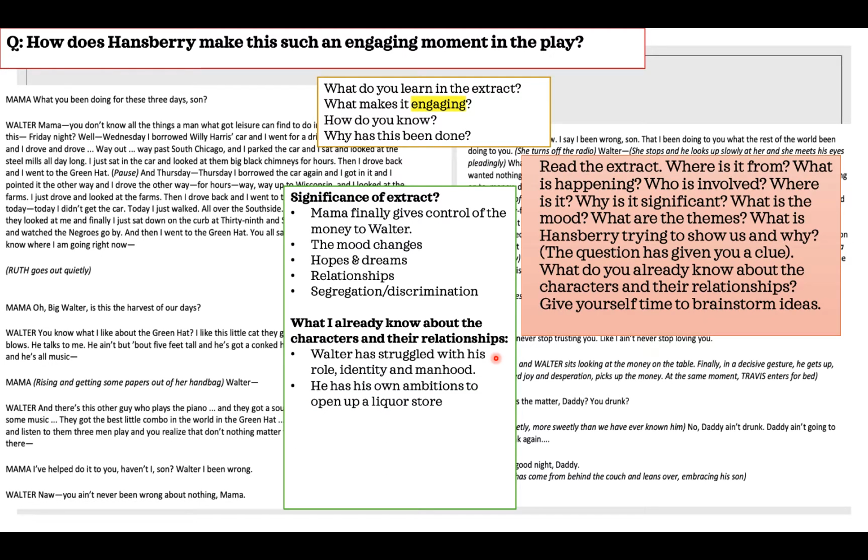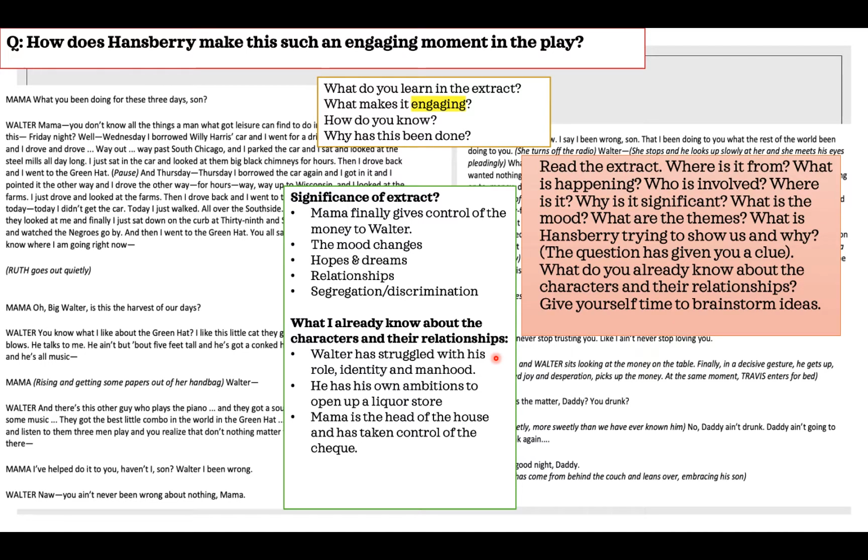He's got his own ambitions to open up a liquor store. He's very passionate about this. However, nobody really shares this dream with him. Nobody's really given him the confidence to go out and start up this venture. And up until this point, he hasn't been allowed to take control of the money in order to pursue his own dream.